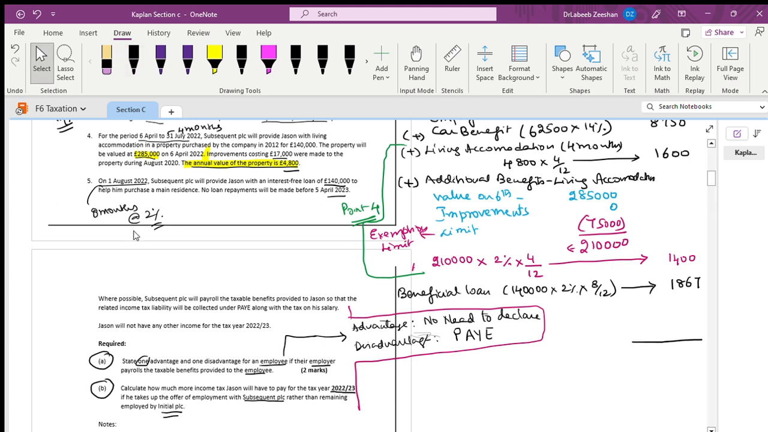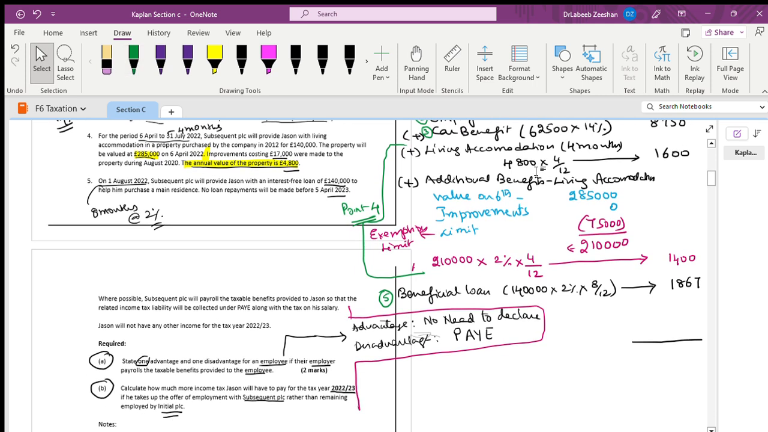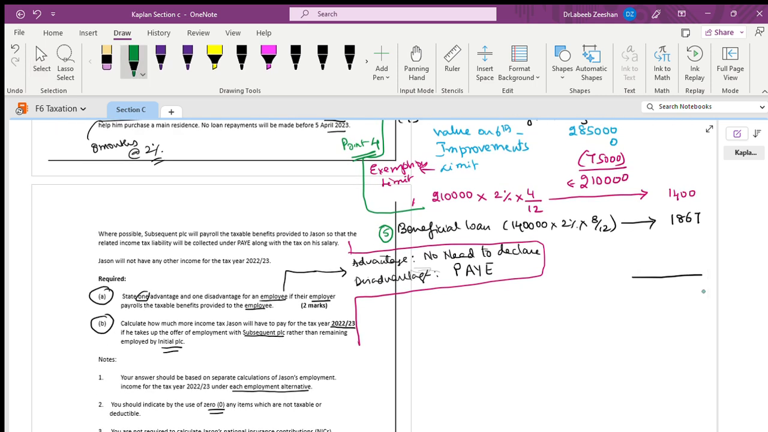These are the 5 points, and we have to be very clear. I will write for your understanding also. This is point number 1, this is point number 2, this is point number 3, this is point number 4, and this is point number 5. Now, how much is the total you will get?